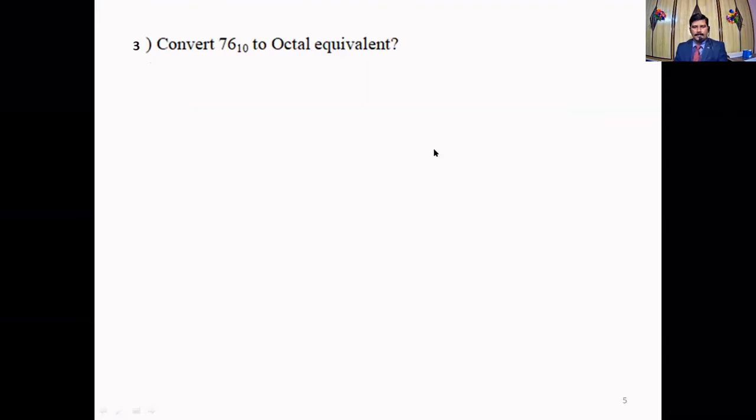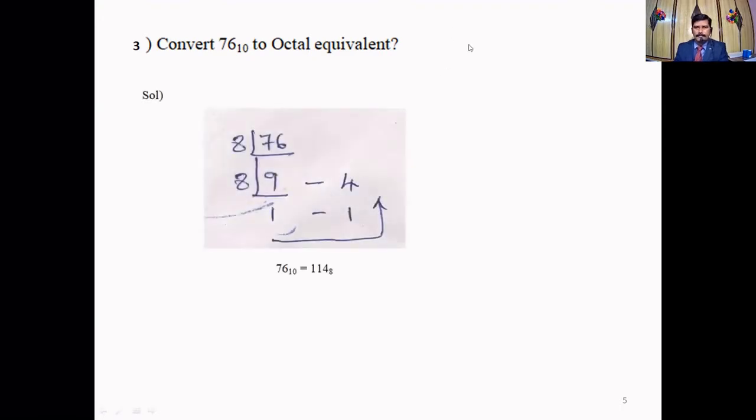Suppose you want to convert into octal, then the division and multiplication is by the radix, which is 8 here. Take the 8 and divide by 8: nines are 8, the remainder is 4. 8 ones are 8, and the remainder is 1. So 114. This direction we need to take. This is the answer.